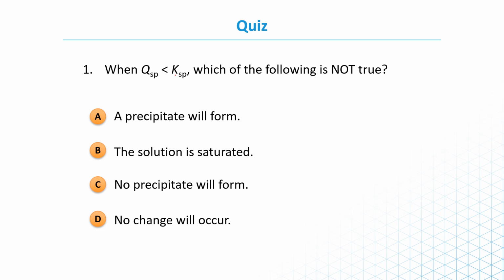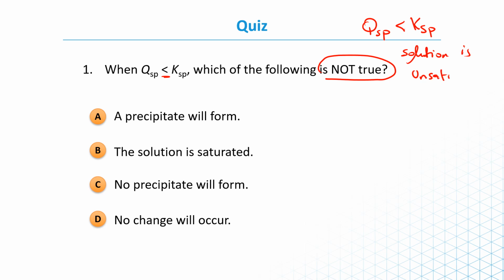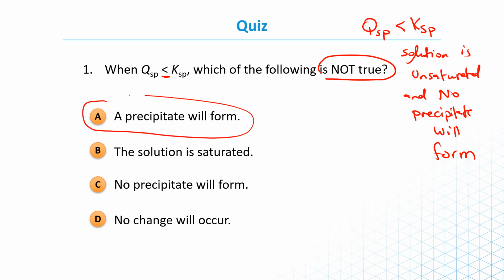When Qsp is less than Ksp, which of the following is not true? So we know that if the Qsp is less than the Ksp, the solution is unsaturated, okay, and no precipitate will form. So in order to answer this question, the answer is going to be a precipitate will form and the solution is saturated. So both of these are correct answers. Okay, because when the Qsp is less than the Ksp, we said the solution is unsaturated and no precipitate will form.